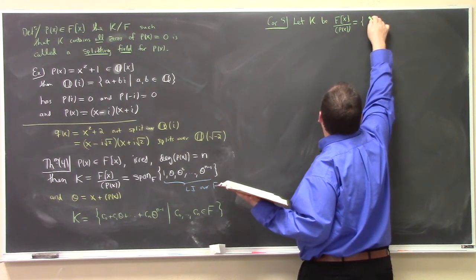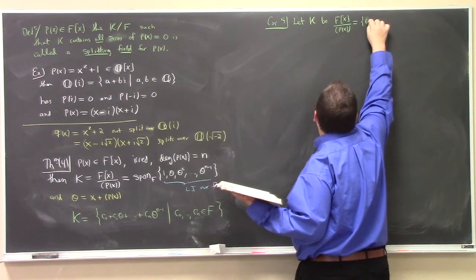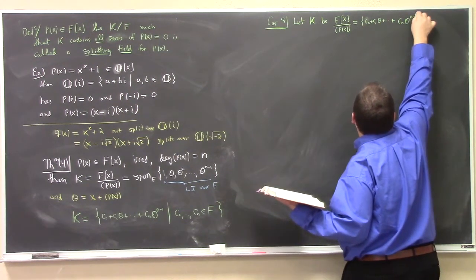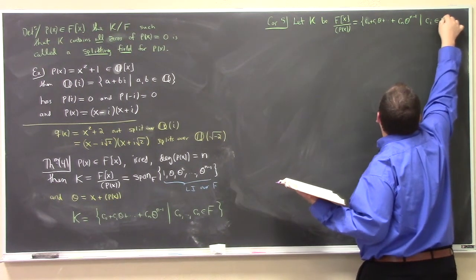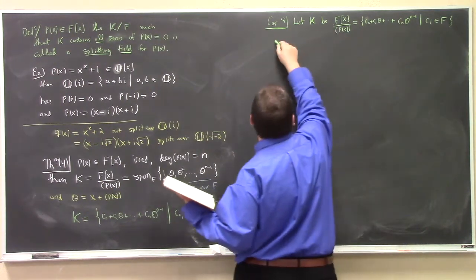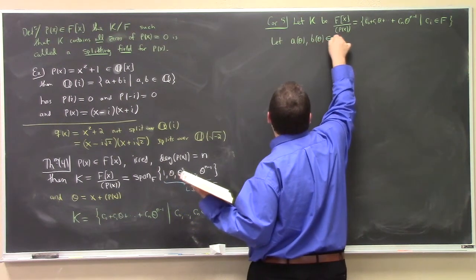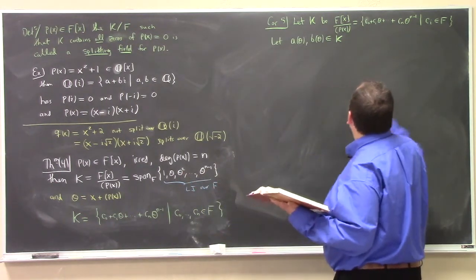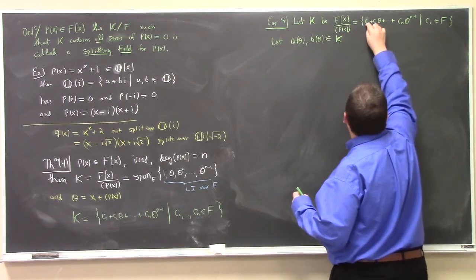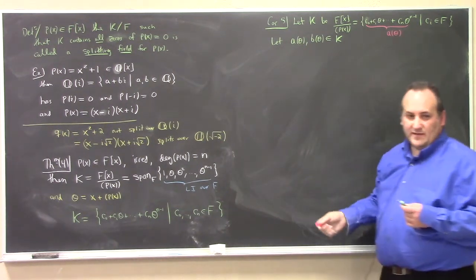So what are we looking at here? Essentially, you could write it this way: c0 plus c1 theta, up to cn theta to the n minus 1, such that the c sub i are in F. So K is like that again, and let A of theta, B of theta be elements of K. So here he means a representative A of theta, right? He's saying A of theta and B of theta are two such things.